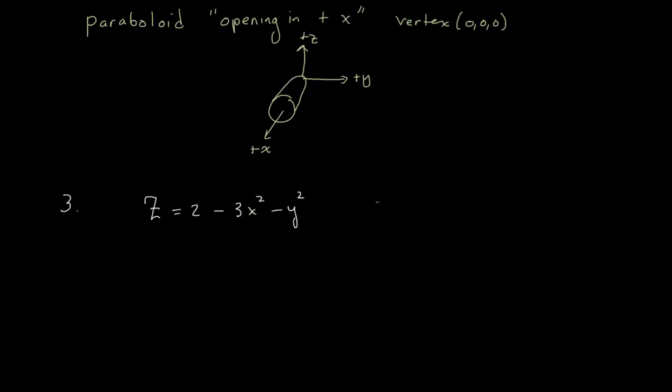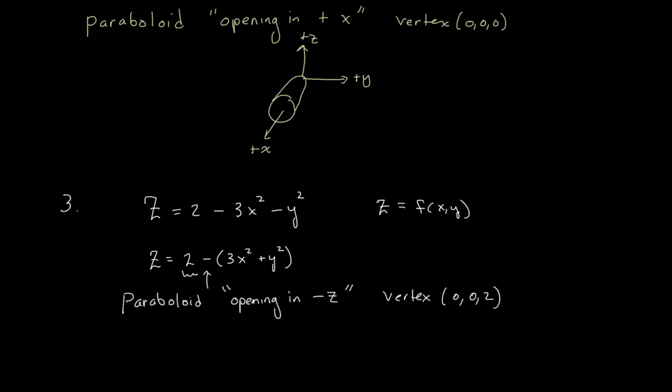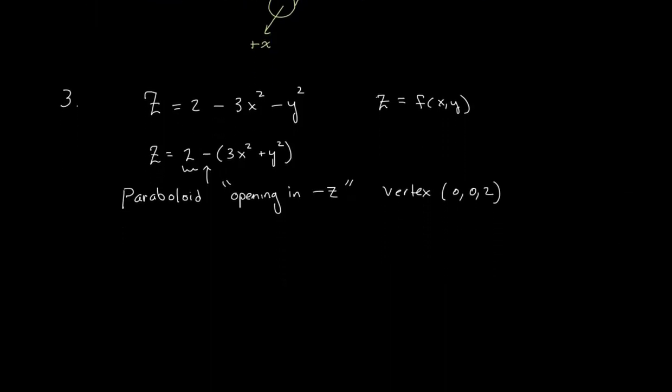Number 3, we also notice that this is a function. z is a function of x, y. All right. Well, maybe after analyzing this, you've already worked it out, but maybe this will help if you haven't. Now I'm going to pull out a negative, and I have 3x squared plus y squared. So we're going to see this as a paraboloid. Now, what influence does this have? Well, it's going to shift the paraboloid up 2 units. That influences the vertex. And then this negative will make the paraboloid face down, with a vertex of 0, 0, 2. Now, let's draw this.